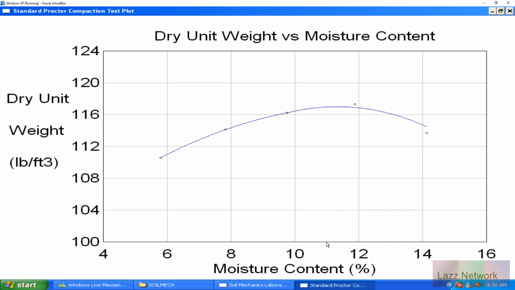Then looking at our moisture here, this is going to be 11. That's dead set right here, so it's going to be more than 11. We could probably say maybe 11.3, 11.5, give or take. So it'd be 117 at, let's just say, 11.3% moisture, which would be your optimum moisture.